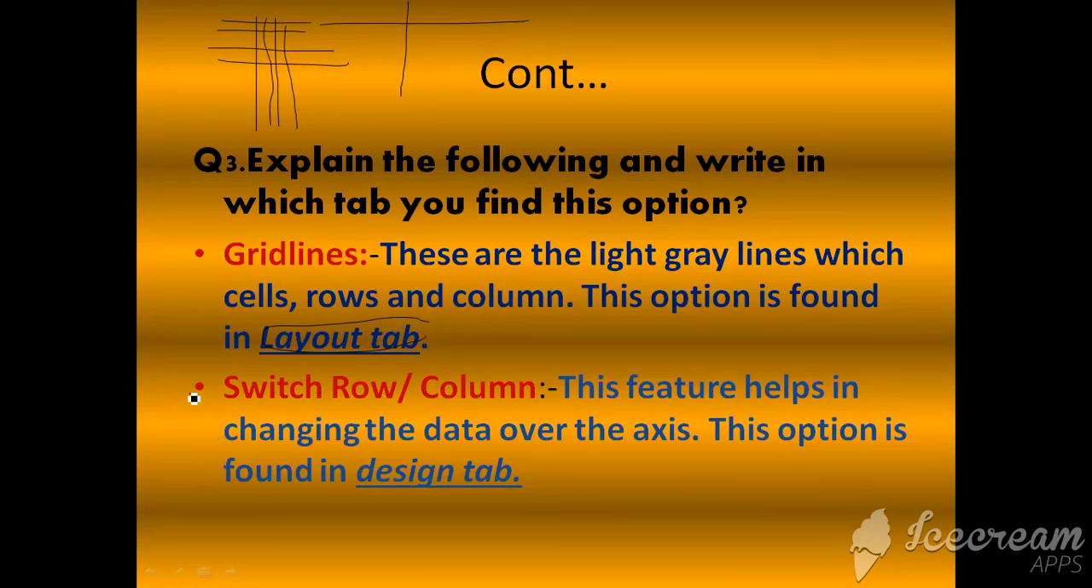The last one is switch row. You remember when we were making a chart, this is the y-axis and this is the x-axis. The change in orientation, where this becomes the x-axis and this the y-axis, is the switching of row and column. The y-axis values will come to the x-axis and the x-axis values will go to the y-axis. This feature is called switching row and column, and where will you get this? In the design tab, right? I hope this assignment is clear.